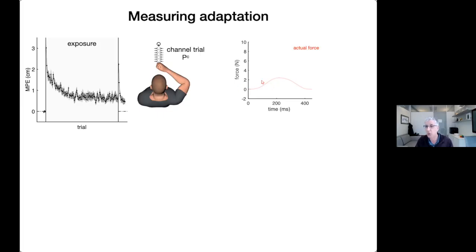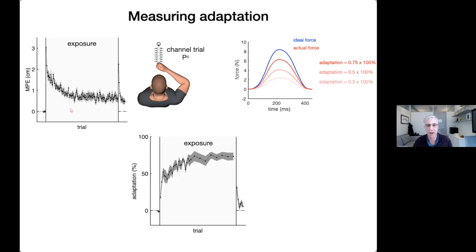So maybe this is the force they produce into the channel wall as a function of time. We can calculate what the ideal force would be to compensate for the force field had we presented it. And then we can regress them to get a measure of adaptation. So maybe this is 30% adaptation, this will be 50, this will be 75%. So now we can actually measure how much they have adapted.